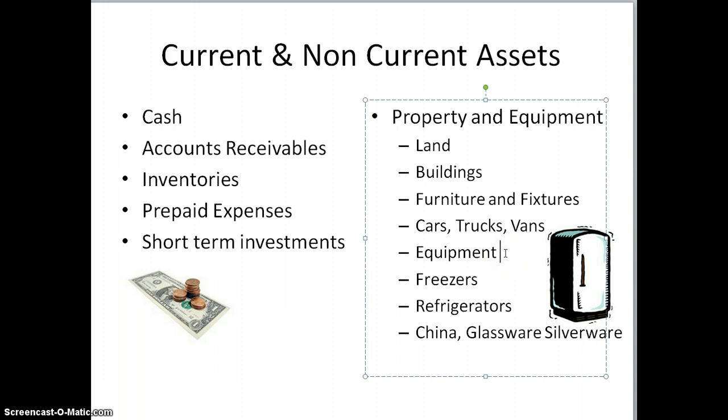Equipment can be lots of different things. Equipment could be your elevator in your hotel. Equipment could be your freezer, your refrigerator, your prep stands in a restaurant business. And also in a restaurant, we can't forget china, glassware, and silverware. All the things we use to eat off of are very important, and they have a cost, and they are considered an asset for our business.